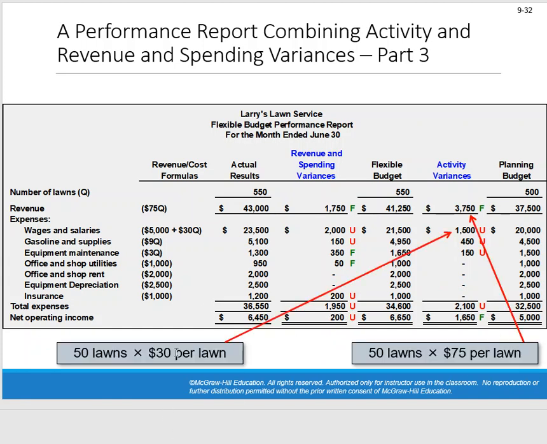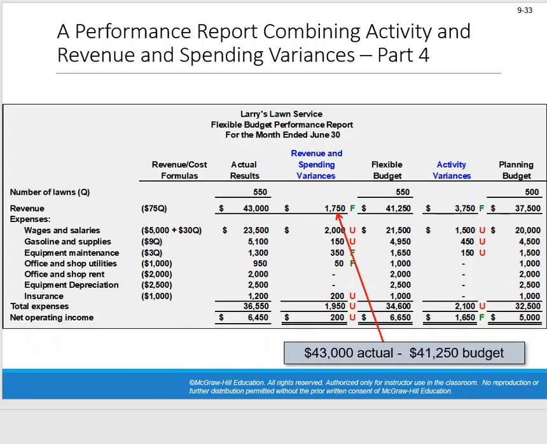So yeah, they're pointing out the formulas. That's all fine. They're comparing the actual of 43,000 with our flexible budget of 41,250. We did all that already.